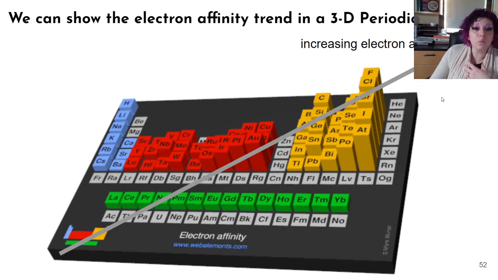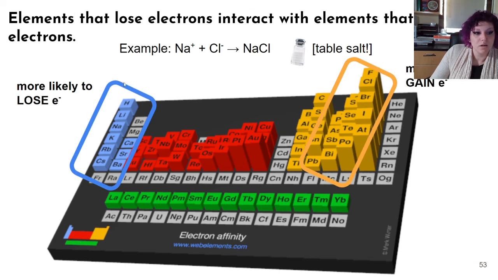So again, we can also show this trend of electron affinity with a 3D table. Again, I think this is a lot easier to visually interpret. So all these elements, top right, they want more electrons. They really want more electrons. So again, left side, more likely to lose electrons. Right side, more likely to gain electrons.